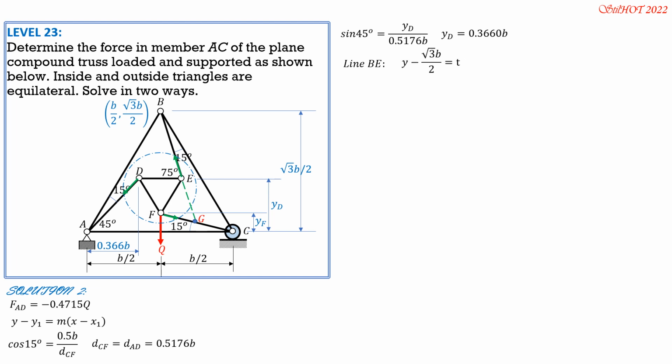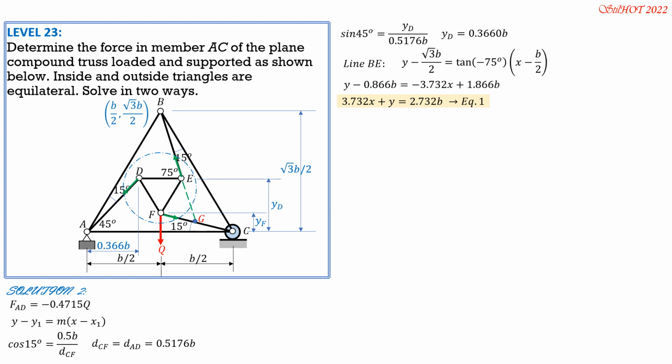So y minus square root of 3 over 2 b equals tangent of negative 75, quantity x minus b over 2. Simplifying, y minus 0.866b equals tangent of negative 75, which is negative 3.732x, or tangent of 105, that's the same. Then negative 3.732x times negative 0.5 OB is 1.866b. So simplifying, 3.732x plus y equals 2.732b. Call that equation 1.